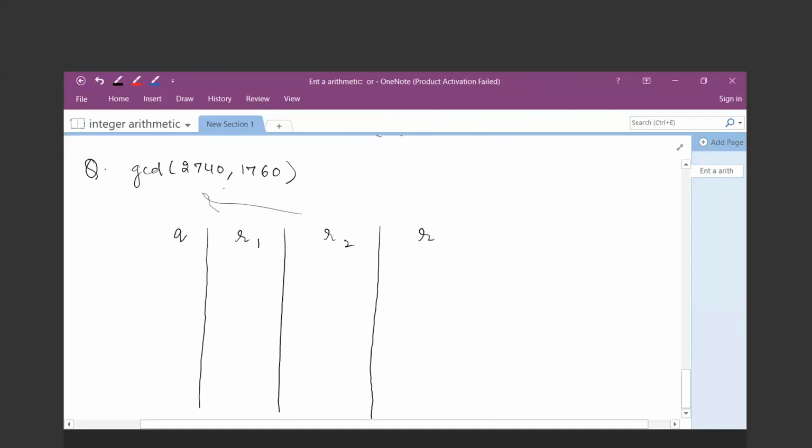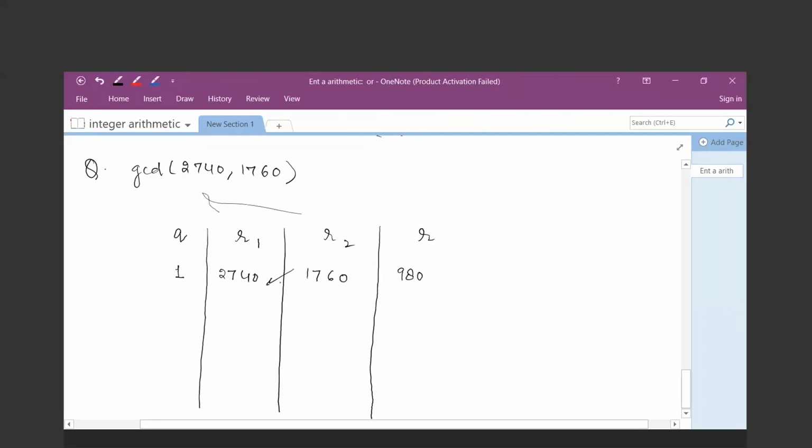So the maximum value will go towards R1, 2740. The minimum will be R2, 1760. Now we have to find the quotient. The quotient is R1 divided by R2. If you divide this, you find the quotient will be 1 and the remainder will be 980.